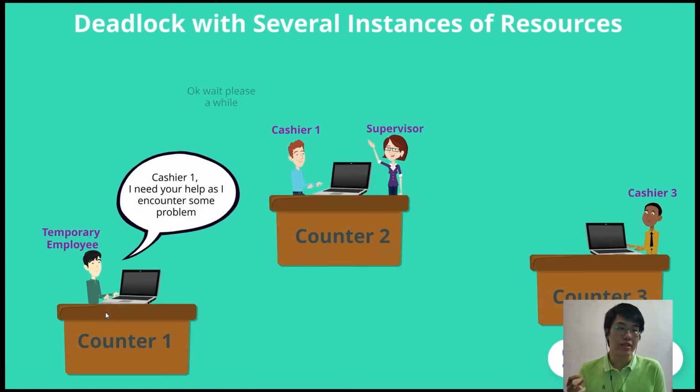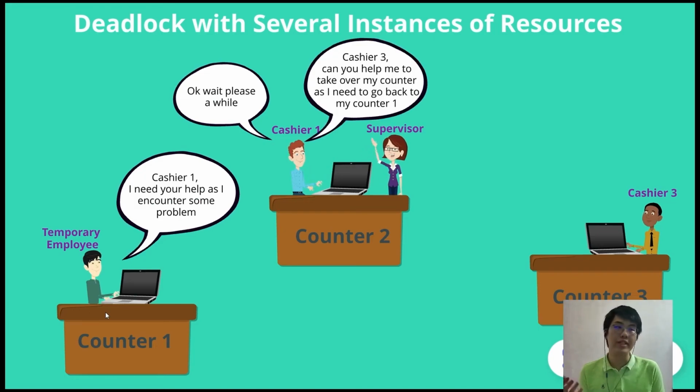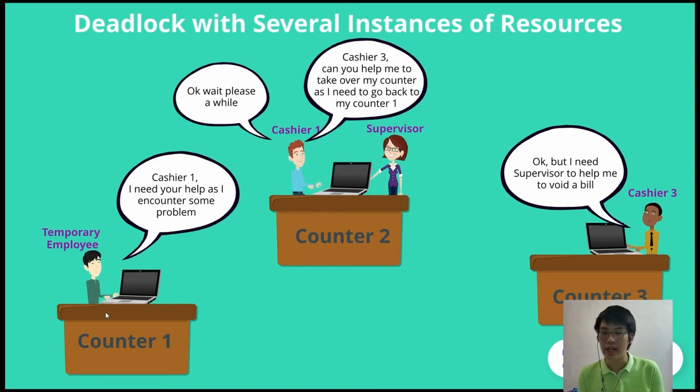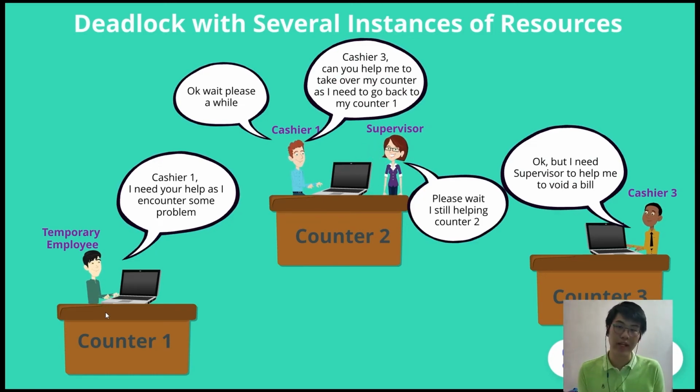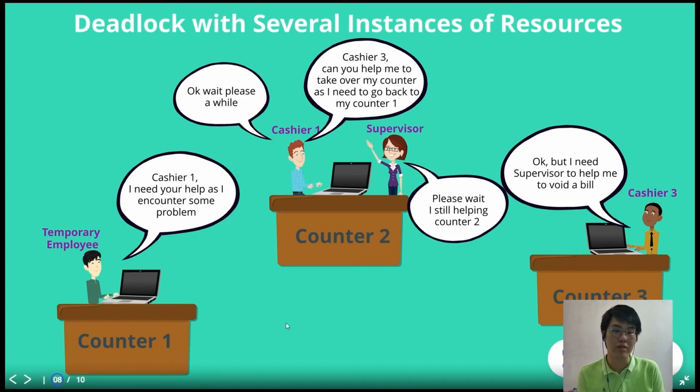In this problem, the temporary employee faced some problem and he requests help from cashier 1. He says, cashier 1, I need your help as I encountered some problem. Cashier 1 says okay, please wait a while, and he requests cashier 3 to help out and says, cashier 3, can you help me take over my counter as I need to go back to counter 1? Then cashier 3 says okay, but I need the supervisor's help to void a bill. At the same time, the supervisor can't leave counter 2 because he's still helping counter 2 solve some problem.